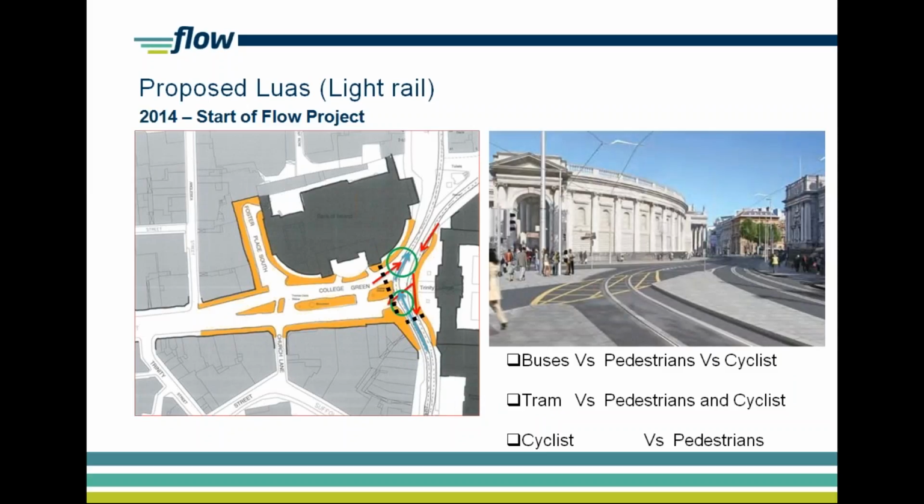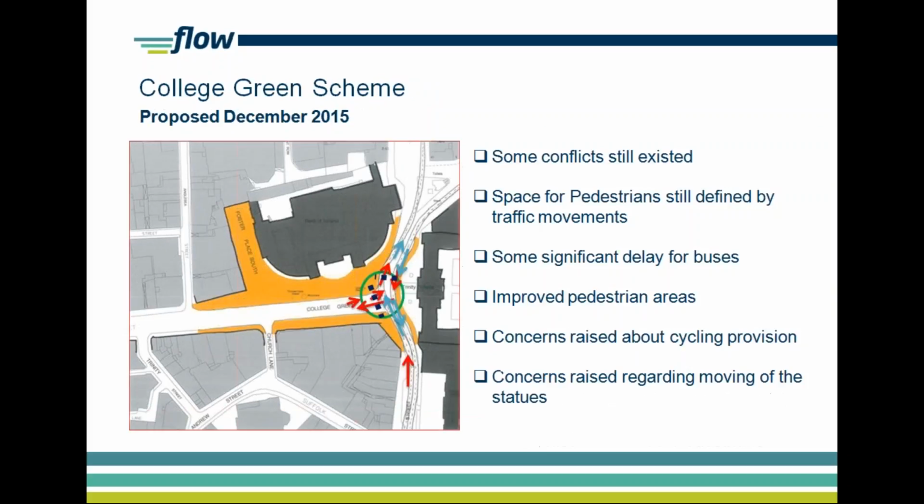When we started looking at the FLOW project in 2014, we had the layout for College Green, which had a median in the middle, and proposed a light rail project, which is shown on the image to the right of the screen. This proposal, whilst providing for additional sustainable transport, would result in increased conflicts between the various modes: buses, pedestrians and cyclists, the trams against the pedestrians and cyclists, and also the cyclists and pedestrians.